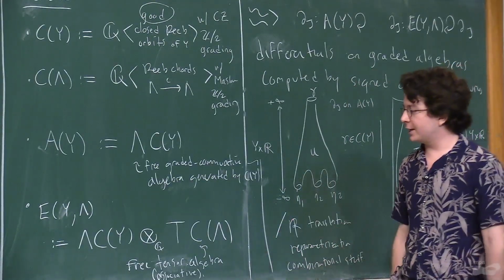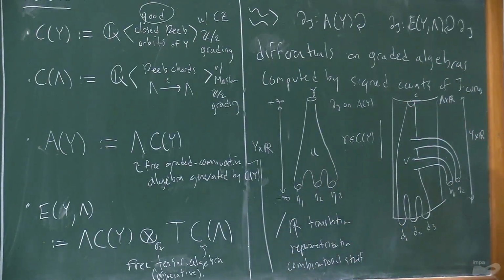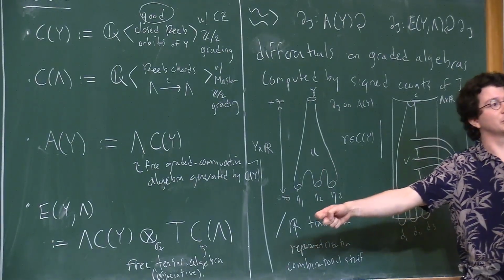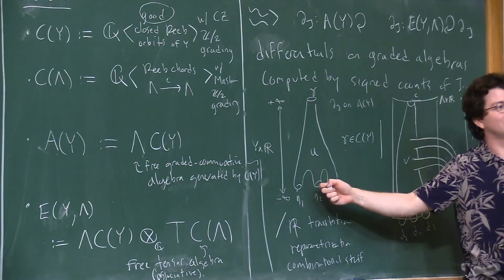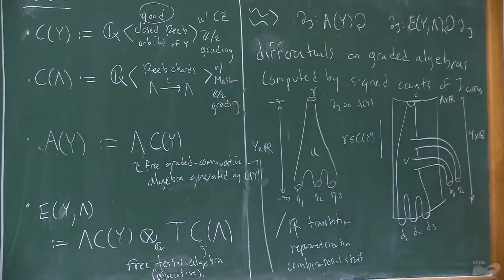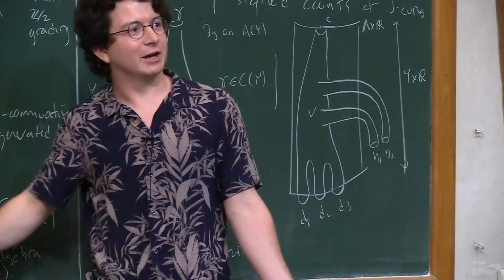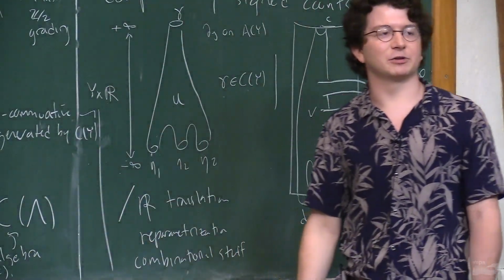Another thing is that from this picture, you can kind of see that this part, the A of y, is a subalgebra of the E of y part. So this is not just an extension as an algebra, but also an extension as a DGA, because this differential only spits stuff into this part of the algebra, and nothing goes the other way.